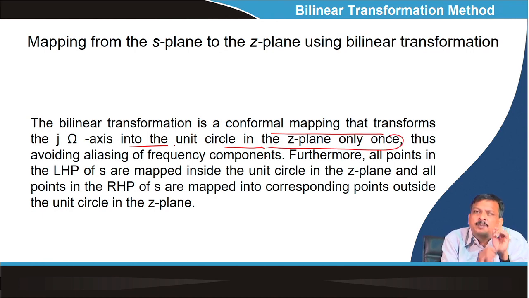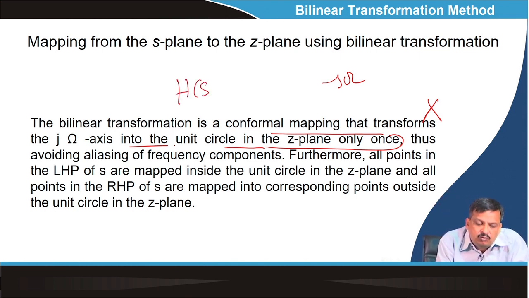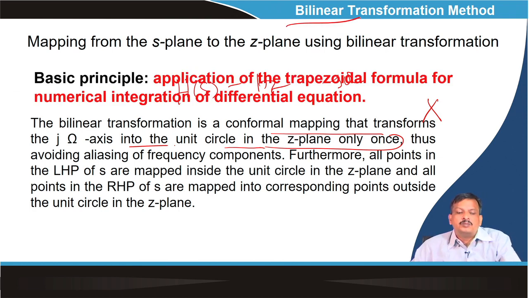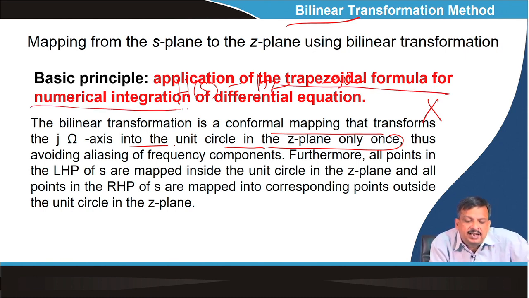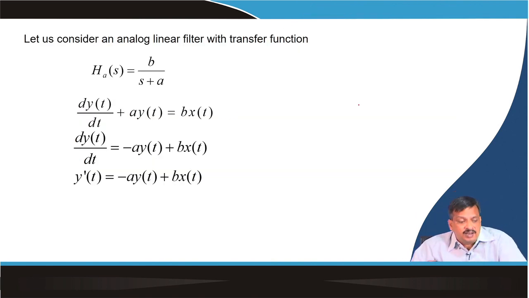So what is the problem in the impulse invariance method? There is a many to one mapping of the j omega axis. In the bilinear transform, this problem is solved, so the aliasing effect is not there, if I use conversion of H(s) to H(z) using the bilinear transform. Okay. So how do we do that? We apply the trapezoidal formula for numerical integration of the differential equation. Let us see it and then you can understand.